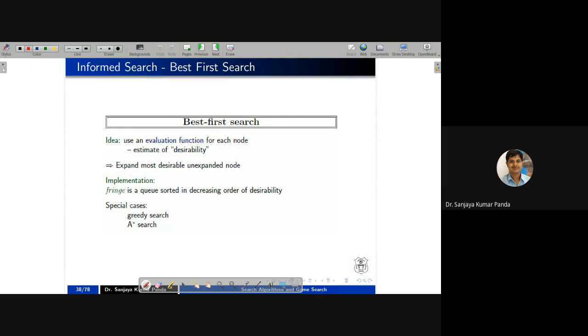Greedy search says that suppose you want to be greedy to find a particular solution. You are very interested to choose this particular path, not the other path. That is also one of the special cases. A star search, that we are going to see with an example, also belongs to a special case.